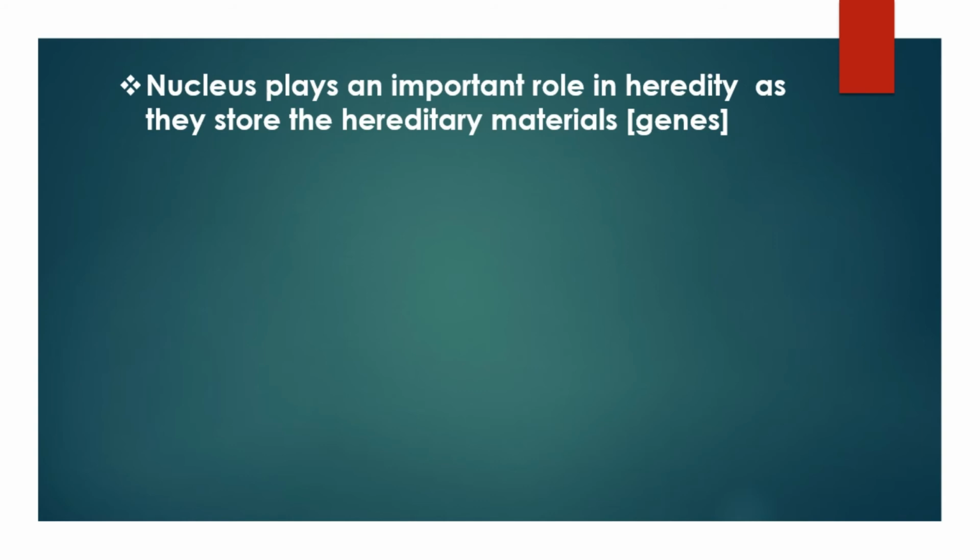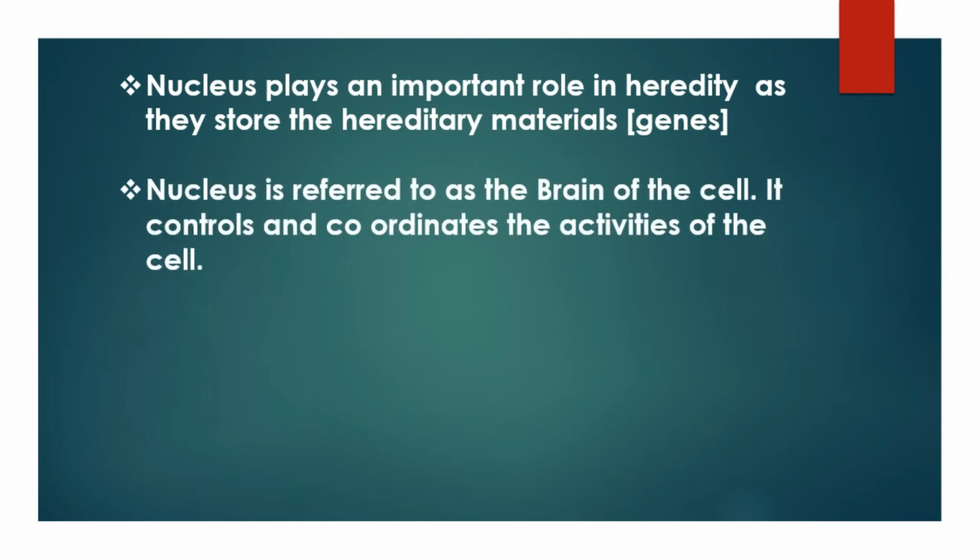Which organ controls and coordinates all activities in our body? You know that it is the brain. As brain controls and coordinates all activities in an organism, nucleus controls and coordinates the activities in a cell. Hence, nucleus can be called as the brain of the cell.